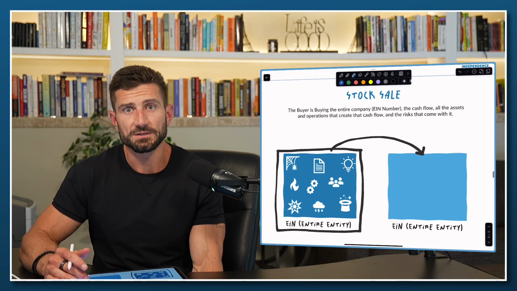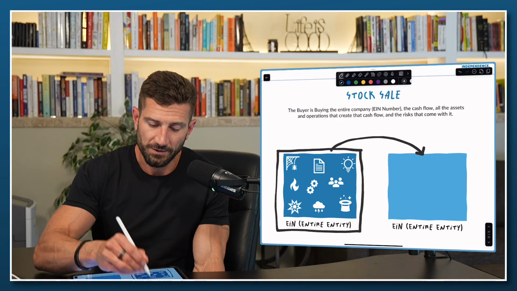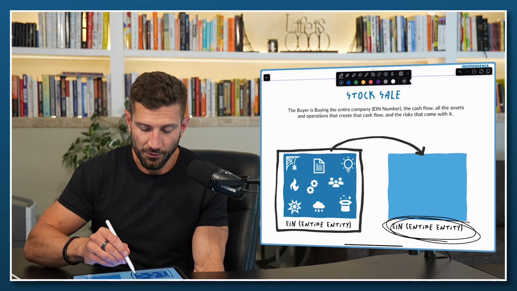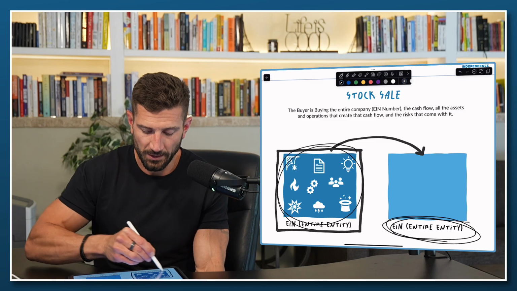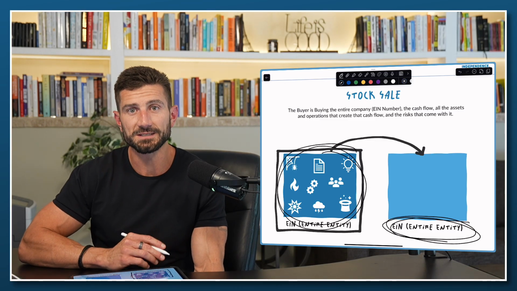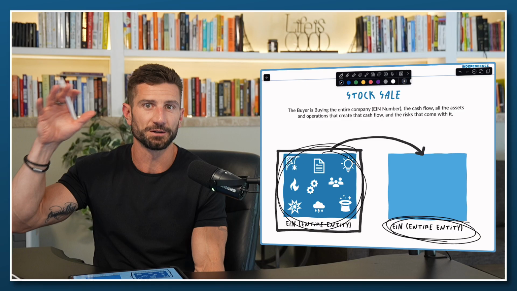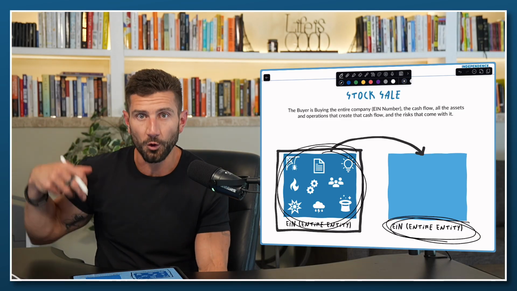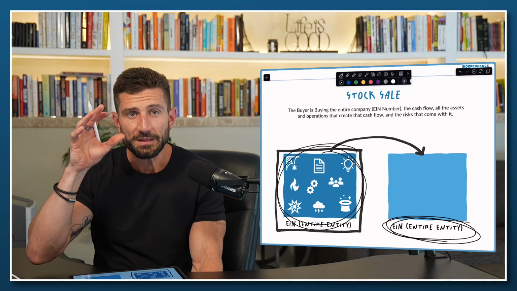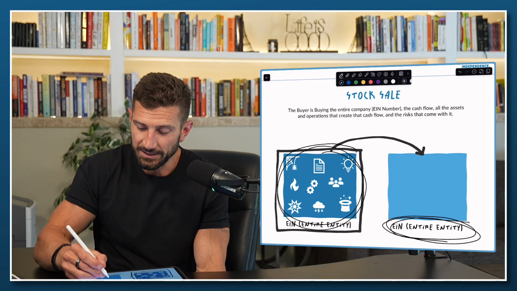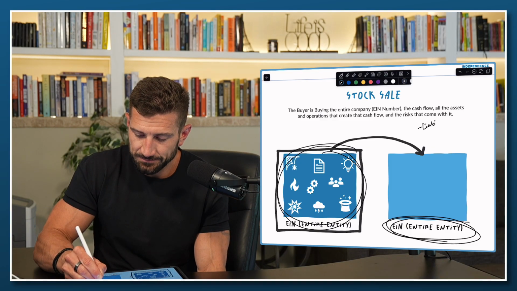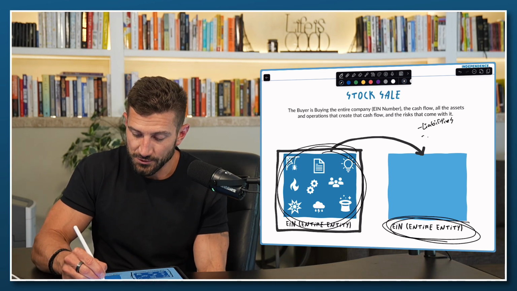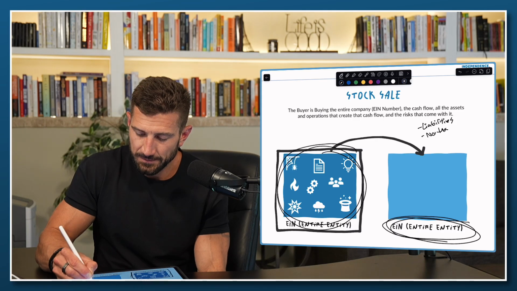The stock sale is the opposite, because what we've got going on with the stock sale, we have the entity over here and they're buying the whole entity. So whether they're a C Corp and they're buying an entity, or somehow the buyer's buying the whole entity, the things that come with that are all of the liabilities and there's no tax benefit.